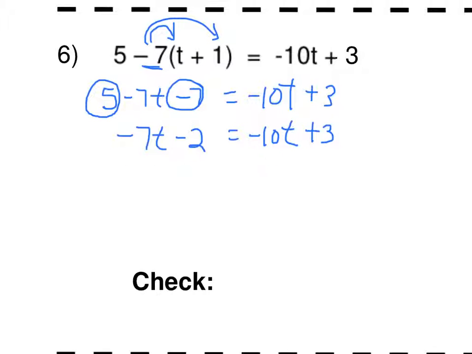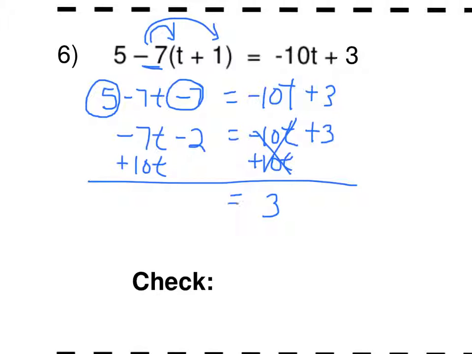There's one and there's one. So I want to get the variables on the same side of the equation. I can do either one. I don't have to do the left one or the right one. It doesn't matter. But I'm going to go ahead and do the right. I'm going to add 10t to both sides. Draw my line. This is eliminated. Bring down your 3. Add those together. I get 3t minus 2.